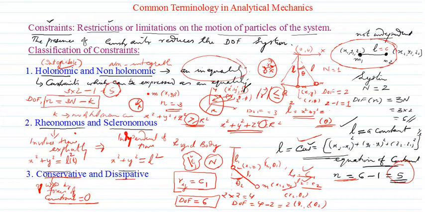So try to practice more problems involving calculation of the degrees of freedom and identifying the nature of the constraints. We will be discussing more about the effect of these constraints when we go to Lagrange's equation of motion and related concepts. Okay, thank you.